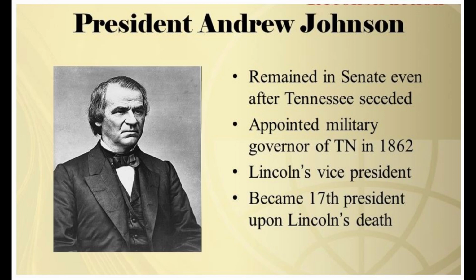In his 1864 re-election bid, Lincoln, the Northern Republican, chose Johnson, the Southern Democrat, as his vice presidential running mate. Lincoln defeated Democratic nominee George B. McClellan with 55% of the popular vote and 212 electoral votes to McClellan's 21. Lincoln and Johnson were sworn in on March 4, 1865.